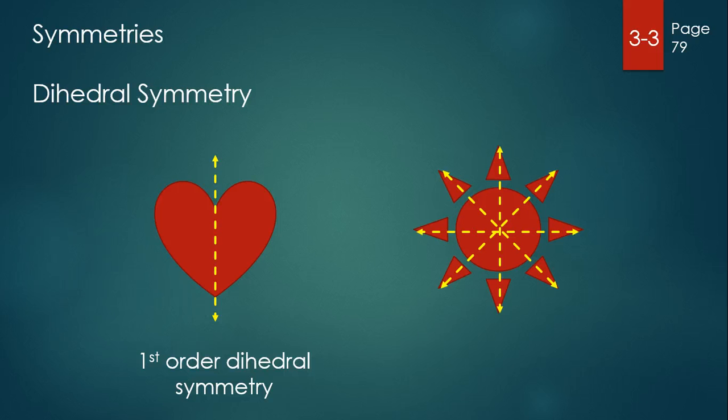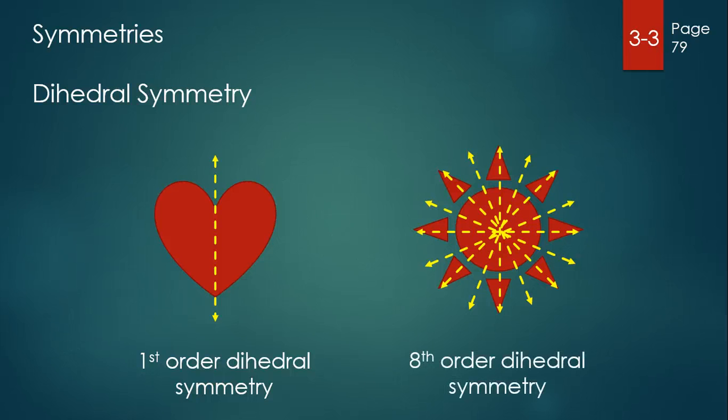There's actually a few more. There's a line of symmetry here, and here, and here, and here. So there's 8 lines of symmetry, 8 lines that we could fold this shape on and the two sides would match. So this shape has 8th order dihedral symmetry.